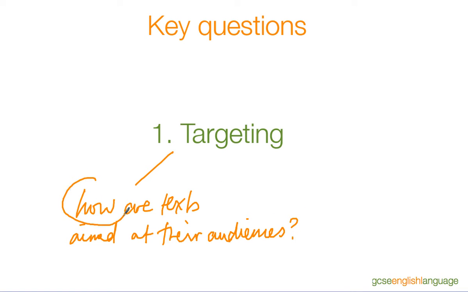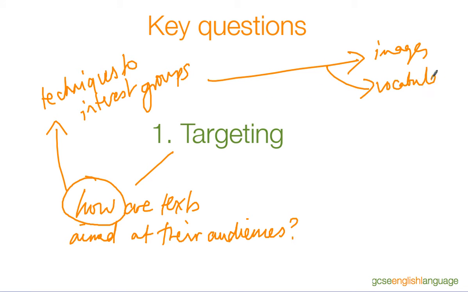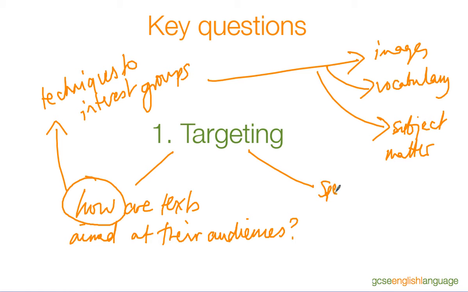What techniques are used to target and interest the particular groups? So how is it done? It might be through things like the use of images. It might be the use of a particular vocabulary. It might be, of course, subject matter. Writers in the media are writing for an audience, and they have to target an audience, and they do this in specific ways. There are specific ways in which specific audiences are targeted.